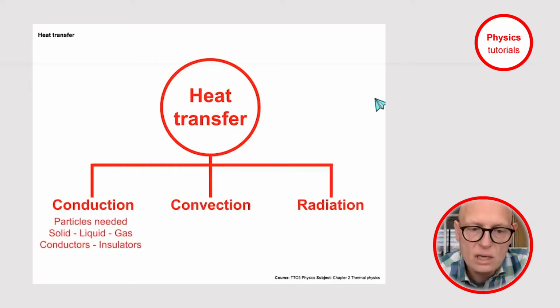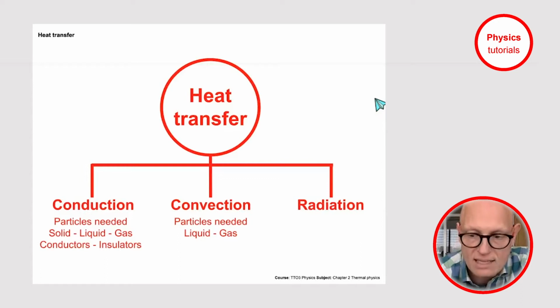With conduction, you need particles. You can have conduction within a solid, a liquid, but also a gas. When we look at the process of conduction, we talk about materials which are good conductors and materials which are insulators. With convection, you also need particles, but in this case, you need particles which are able to move or flow. So that can only be a liquid or a gas.